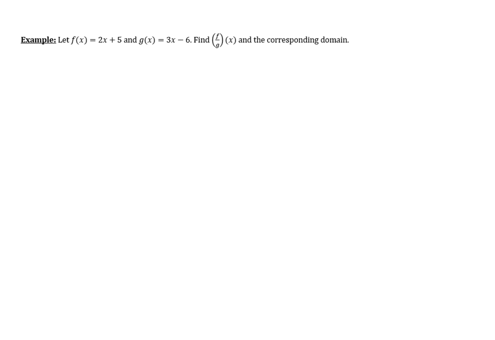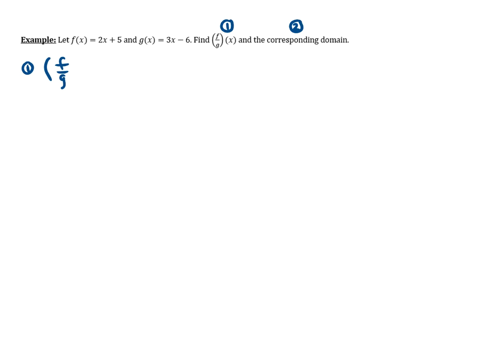It's Mr. C here, and in this video, I just want to take you through another example of finding the domain of a combined function. In this example, we have f of x as 2x plus 5, g of x is 3x minus 6, and the first thing we want to do is figure out what the combined function f over g of x looks like. The second thing will be to find its domain. So let's start with part 1.